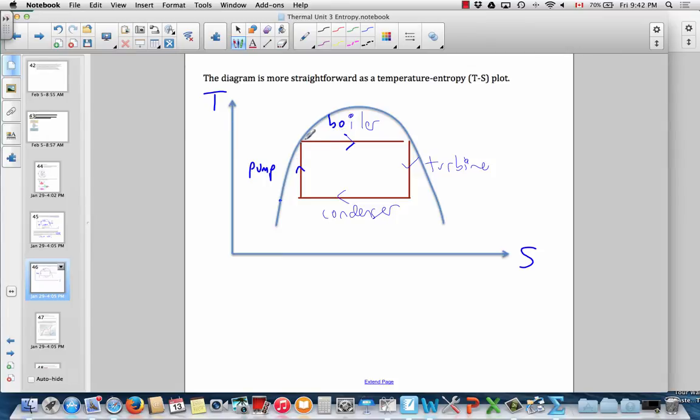Then we let the boiler heat it up. And we actually enter over here into the region of superheated steam. And then we run it through the turbine. Over here, it's what we call dry steam. There's no liquid content. And then we condense it back and repeat. This is known as the Rankine cycle.